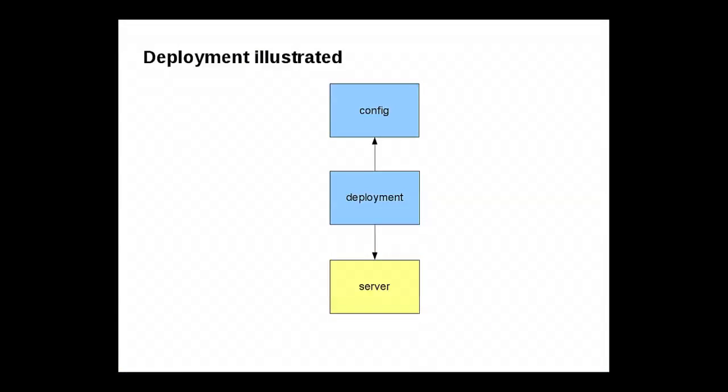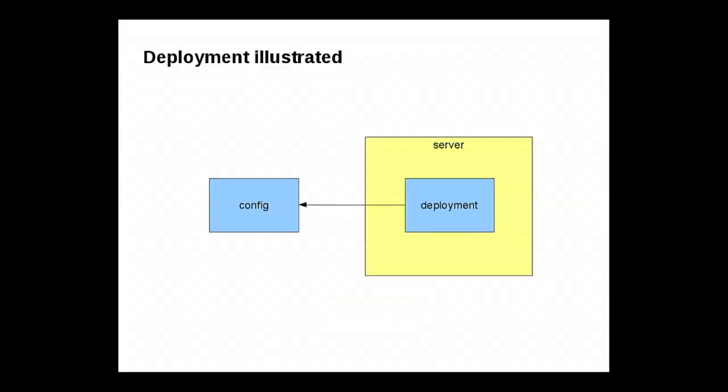So here's a really simple diagram of the dependencies between these resources. So we have a deployment resource which depends on a config and a server. But for the purposes of what I'm describing here, it's easier to think of the deployment actually living inside the server and the config defined outside.